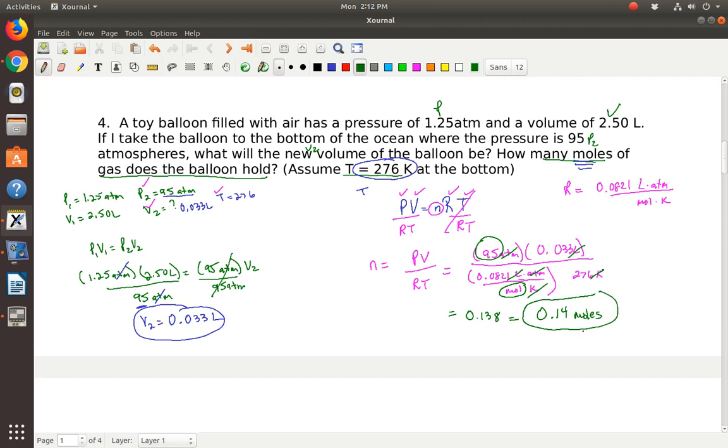How many moles of gas does the balloon hold? 0.14 moles. Now notice that in molar volume, everything had to be STP. But this one, we have different temperatures and different pressures. So the number of moles can still be calculated with different temperatures and pressures. Okay, that's number 4. You'll be assigned other questions from this worksheet. I'll see you later.